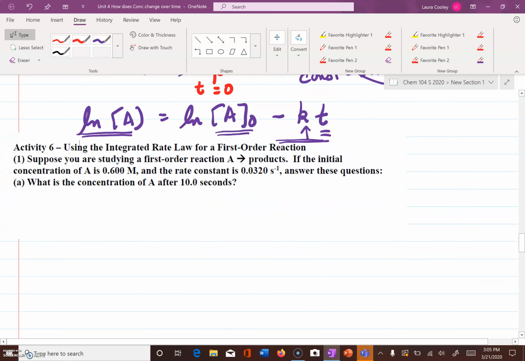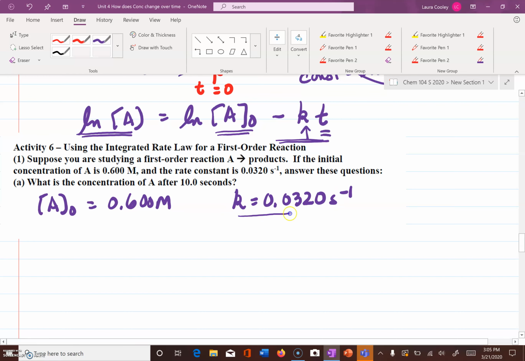That's what I'm going to use activity 6 for. So here we have a reaction: A goes to products. And it's giving you the initial concentration of A. It's 0.6 molar. And it's telling you that the rate constant is 0.0320 inverse seconds. And I actually never went over the units of a first order rate constant, so I may as well do that just to show you.